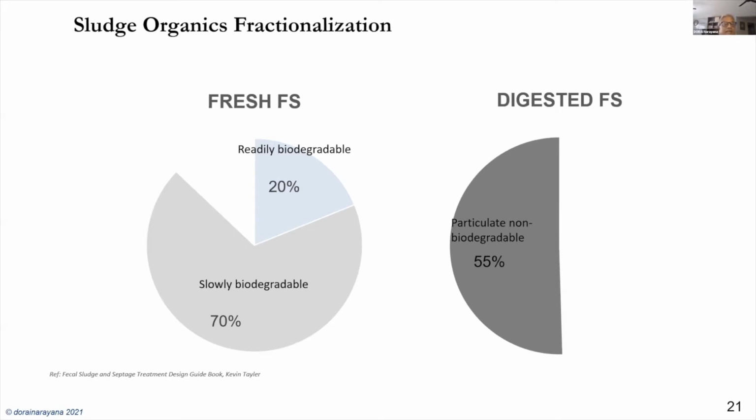So you find that the readily biodegradable portion is still very high, and there is still a big chunk which is slowly biodegradable, which means it has undergone some level of stabilization, but not so much, right? So you can see that the biodegradable component is much higher for fecal sludge compared to digested sludge. This tells us something about how we should approach the different types of sludge depending on whether it is fresh or digested.